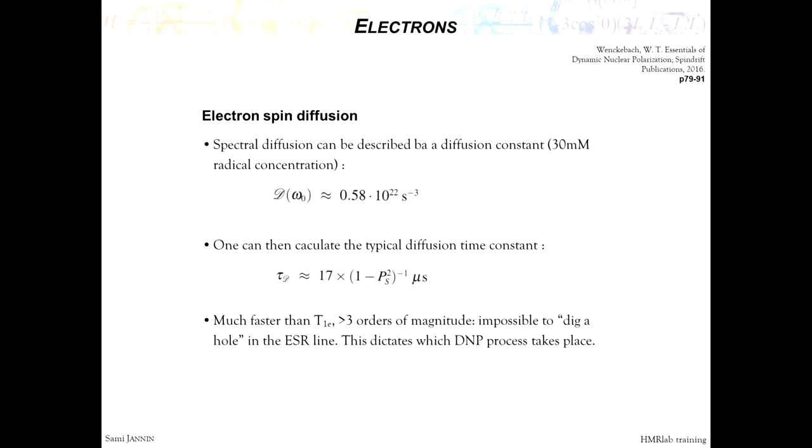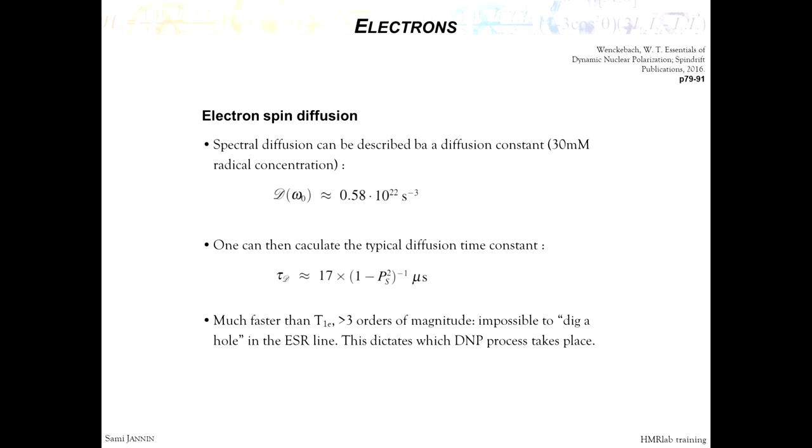And this is really the central important point in the DNP process. This will dictate the kind of DNP that happens. Is spin diffusion faster than relaxation? It will have a huge impact, we will see, on the DNP mechanism. But we'll see that tomorrow.